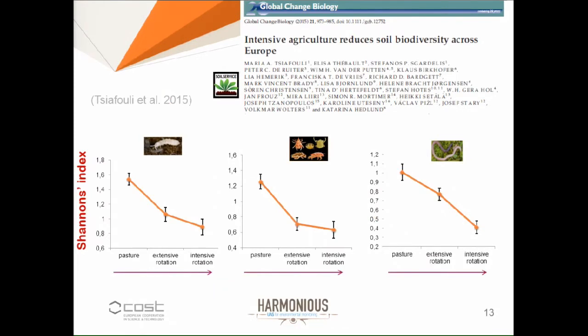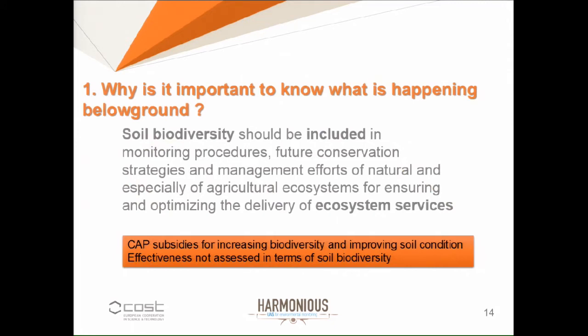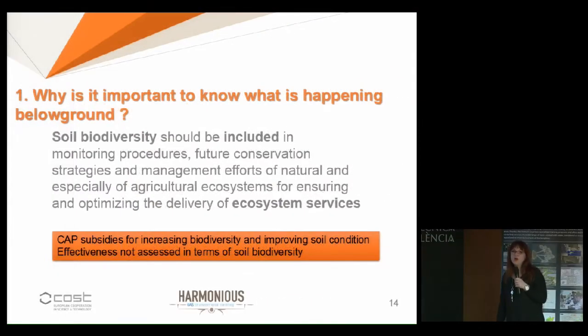On the x-axis you have the gradient of intensification, and you can see that groups of Collembola or oribatid mites are in the middle, and earthworms steadily decrease with the increase of intensity. So I hopefully have convinced you that soil biodiversity is important and should be included in monitoring procedures for future conservation strategies and management efforts for natural, but especially agricultural ecosystems, for ensuring and optimizing the delivery of ecosystem services.